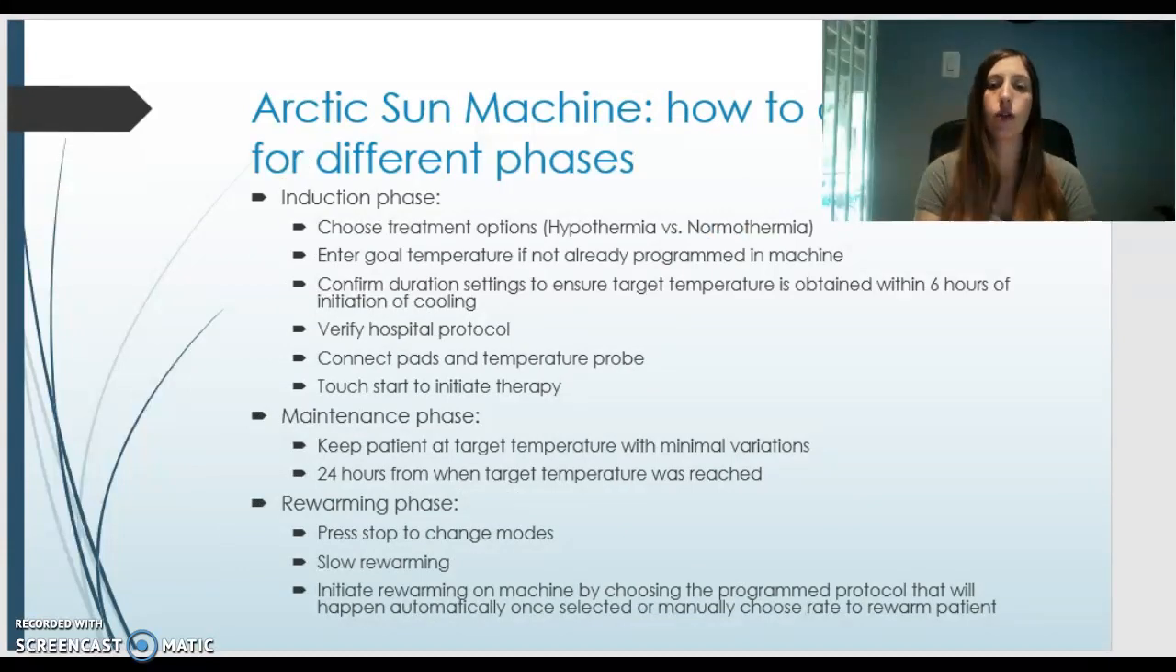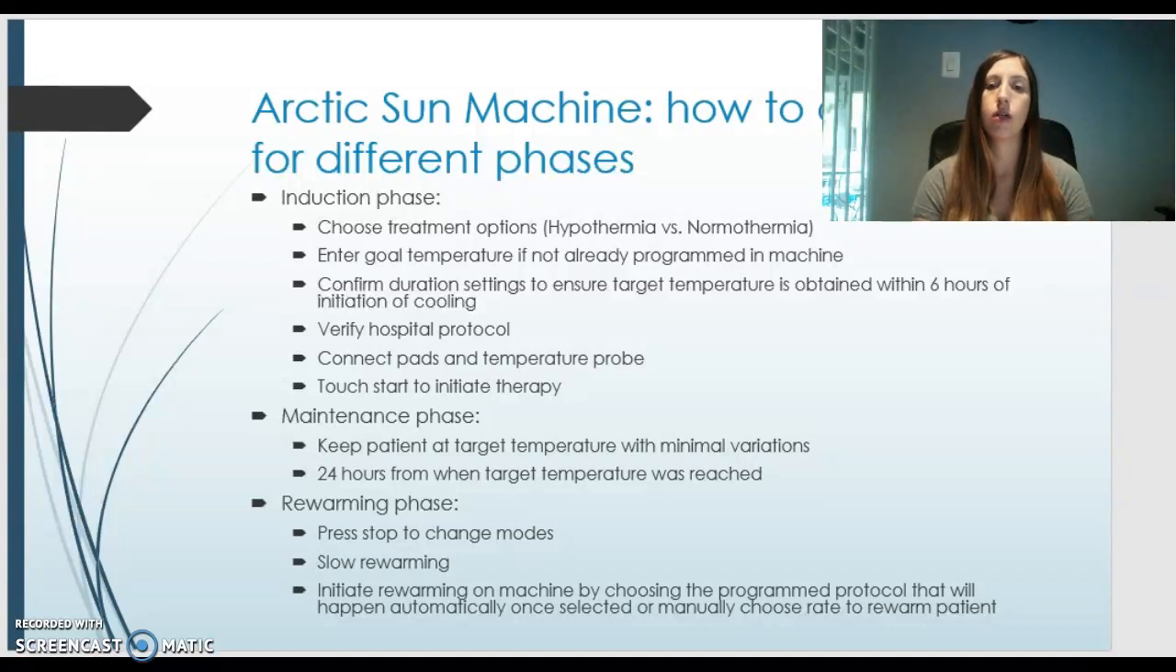This slide goes over the Arctic Sun machine and how to operate it for the 3 different phases, which includes the induction phase, the maintenance phase, and the rewarming phase. For the induction phase, you want to choose the treatment options as I mentioned previously. It would either be hypothermia or normothermia.